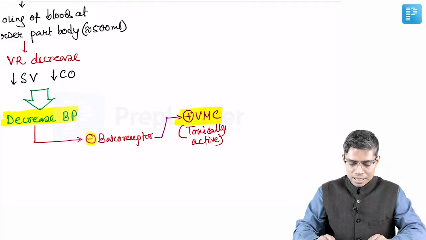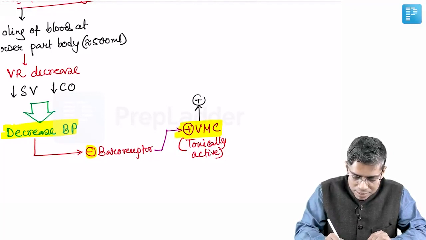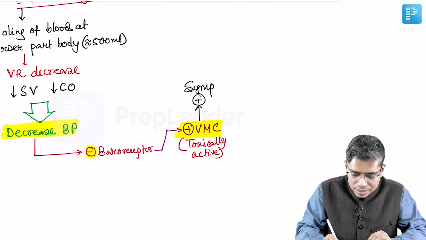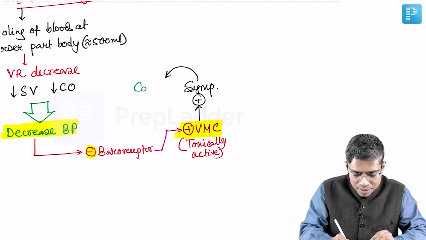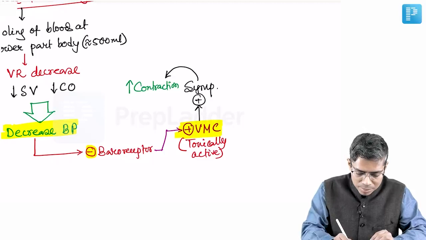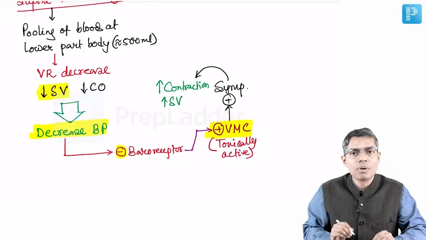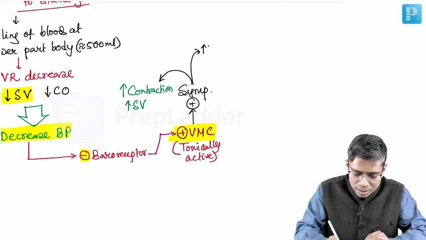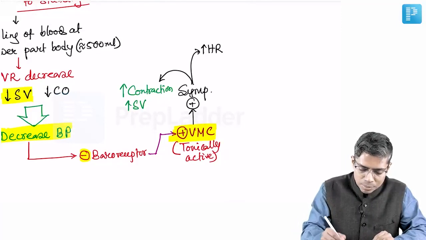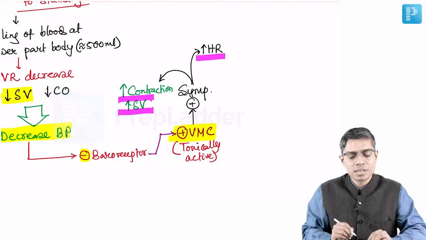So whenever your vasomotor center is active, we know that it is going to activate your sympathetic system. Sympathetic system activation means it is going to increase the force of contractility. So the force of contraction will be high. Force of contraction high means there will be an increase in stroke volume, and this is going to correct the fall of stroke volume and cardiac output. Not only that, the sympathetic system is going to increase the heart rate of the person also. So the product of heart rate and stroke volume is going to increase the cardiac output.